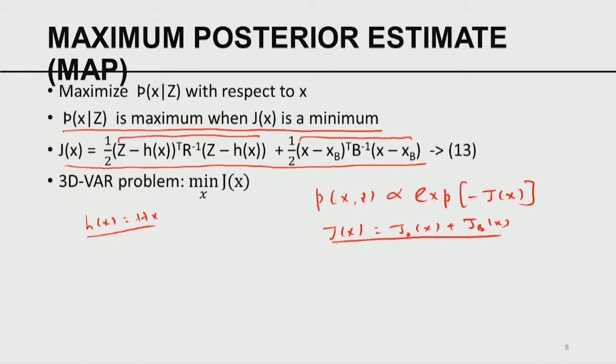This minimization problem has come to be called the 3D-VAR problem. The three-dimensional variational assimilation problem is essentially minimizing the two quadratic forms, one coming from background, another coming from observation, and so minimizing j of x with respect to x is an unconstrained minimization problem, a lot easier, there is no constraint.